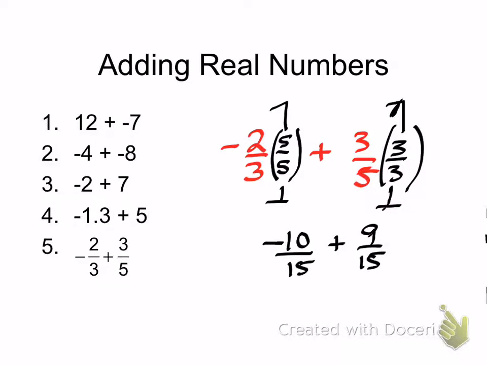If I want to get a little bit lazy, I can write negative 10 plus 9 over 15. I can skip this step. I don't need to write both steps. I can do one or the other, as long as it's all over the same thing. And that adds to negative 1 over 15.